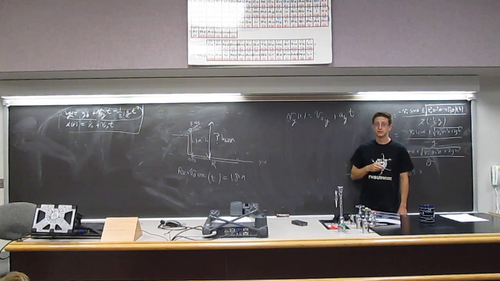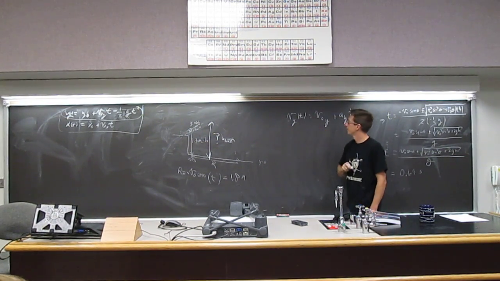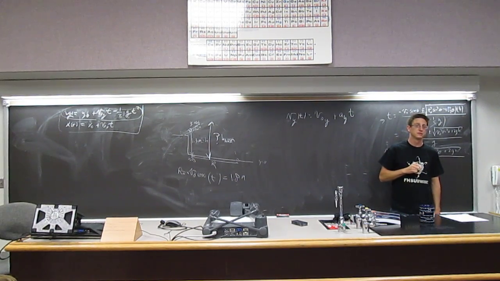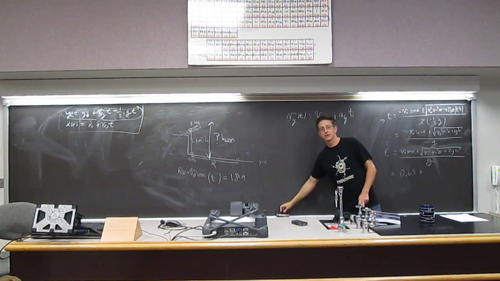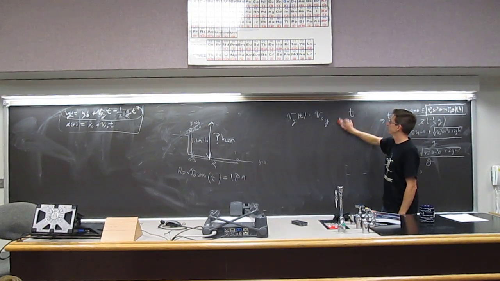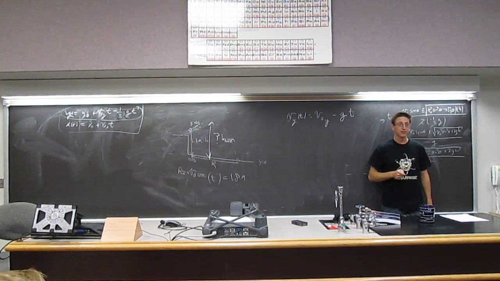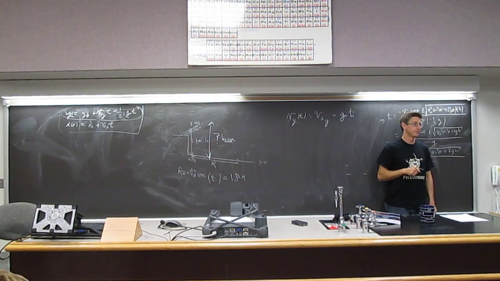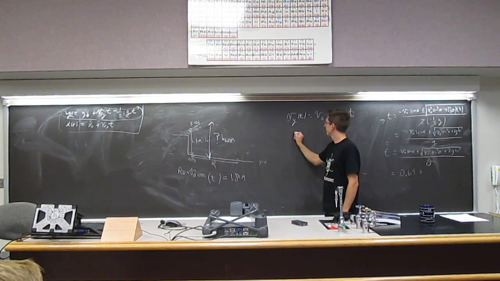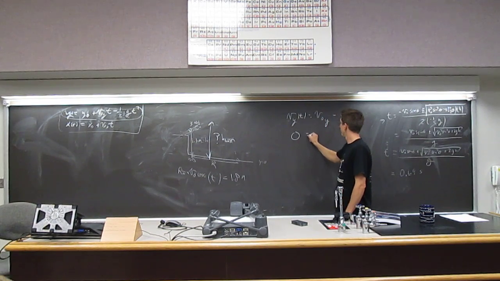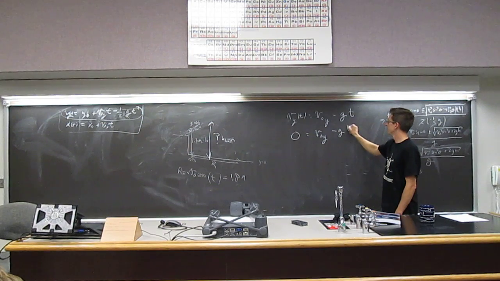Well, the acceleration in the y direction, if we're just being acted on by gravity, is minus g. So that's my velocity in the y direction. Set that equal to 0 for maximum height. So 0 equals the velocity in the y direction minus gt.